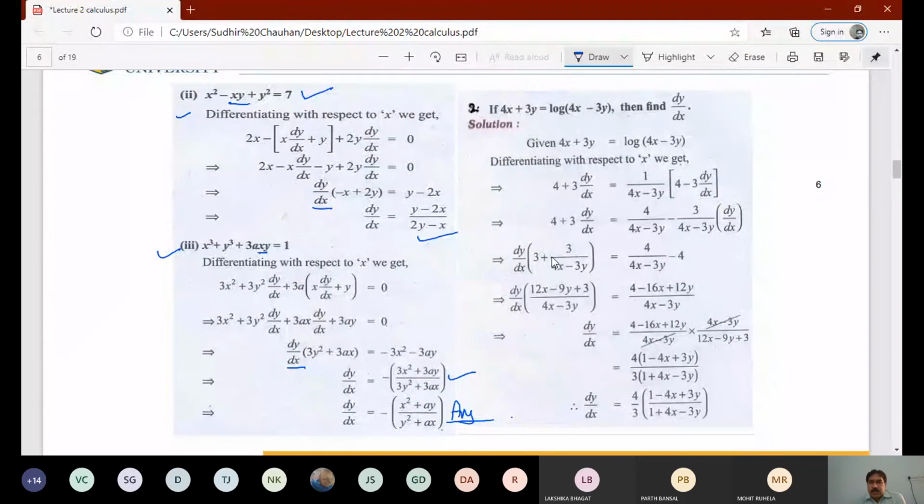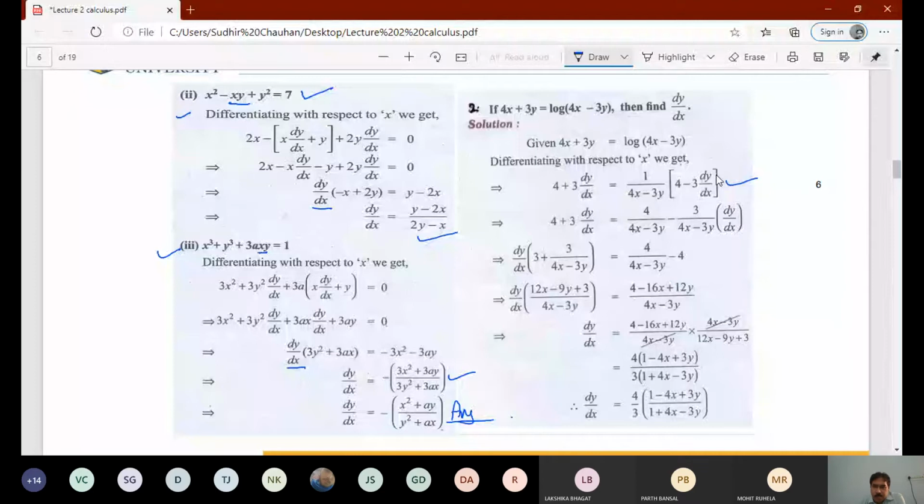Again, if we take another question, 4x plus 3y is equal to log (4x minus 3y), and we have to find dy by dx. So we can directly differentiate with respect to x. So it is 4 plus 3 dy by dx is equal to, the differential of log x is 1 by x, so it is 1 by (4x minus 3y) into the differential coefficient of 4x minus 3y, that is 4 minus 3 dy by dx.